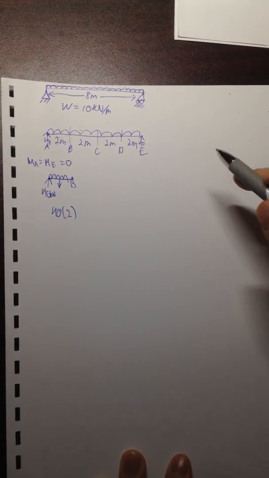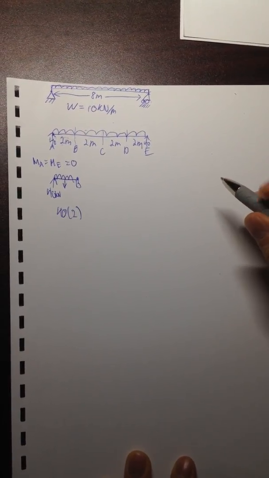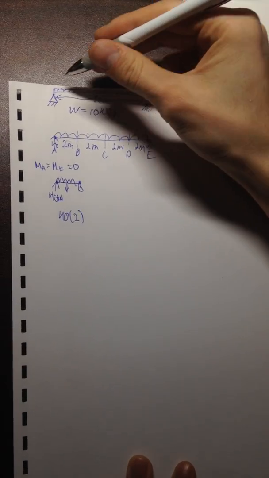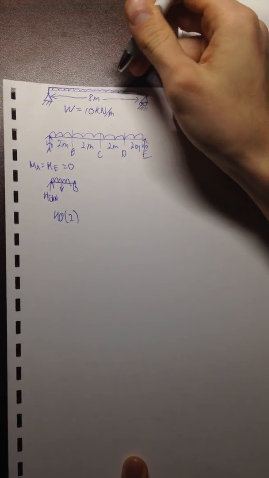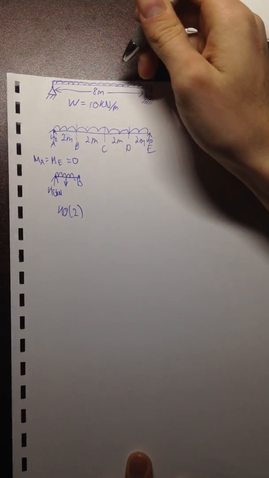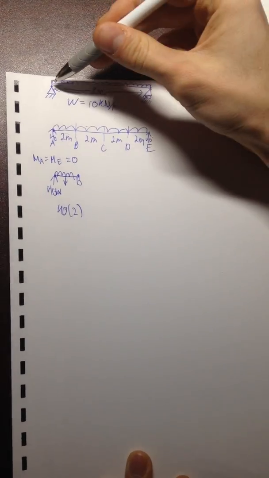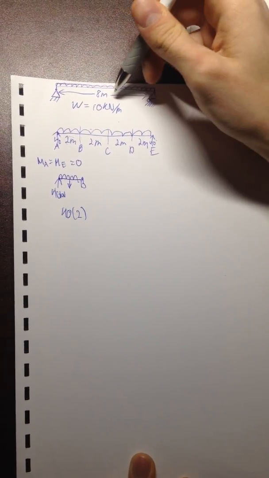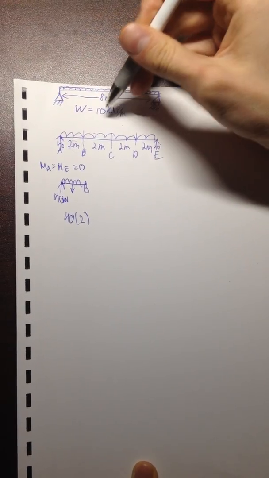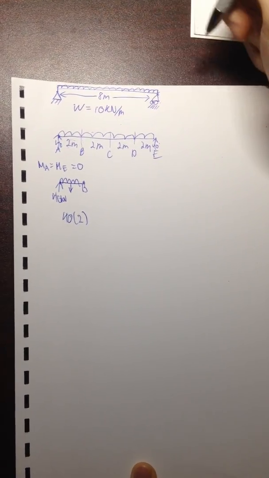Okay, so what I'm going to be teaching you guys about today is how to calculate the moments about different sections of a beam, and the moments will be the forces about points. So here I've drawn out a beam to be 8 meters long, and it has a uniform total weight of 10 kilonewtons throughout this whole beam.